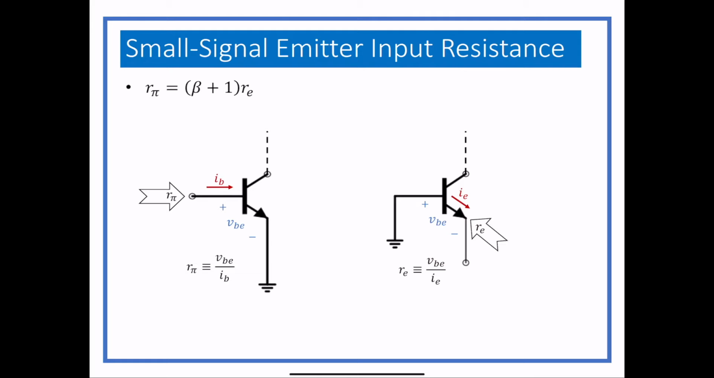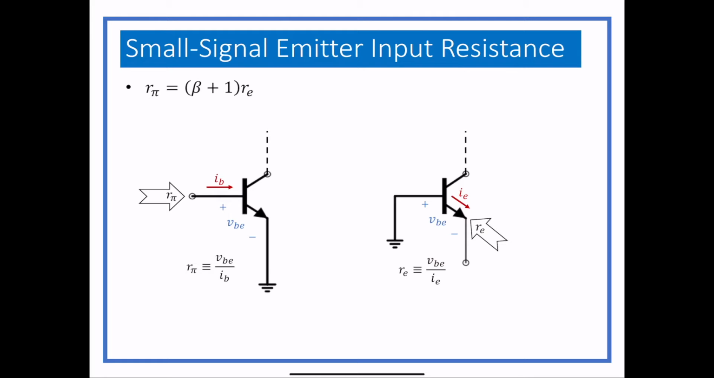It's the same exact resistance, but it looks different because of the current going through it, if that makes sense. VBE is always the same. On the right-hand side, we're looking at the resistance, looking in with IE going through that emitter leg, and so it looks like a small resistance because IE is a large current and VBE is the same.